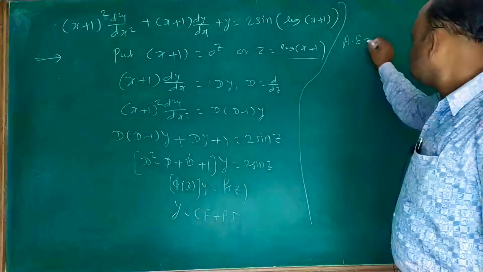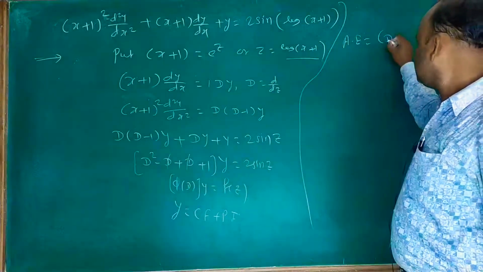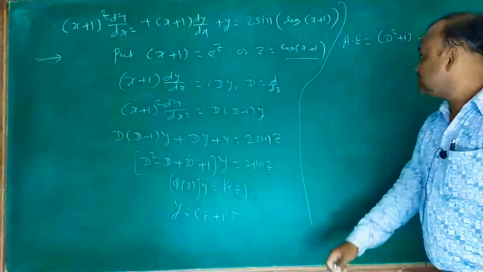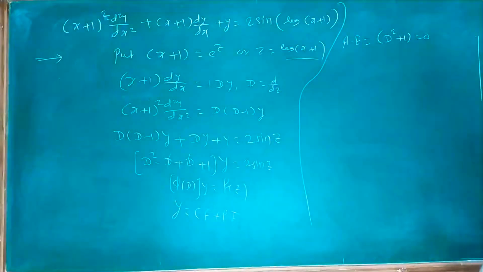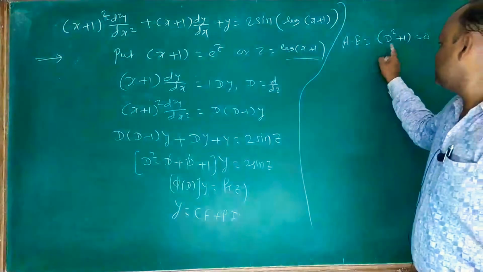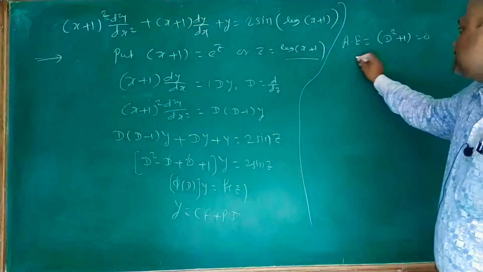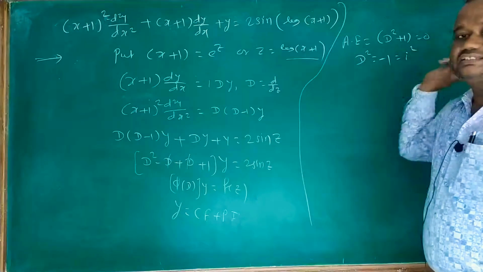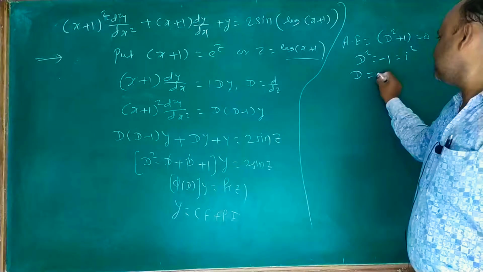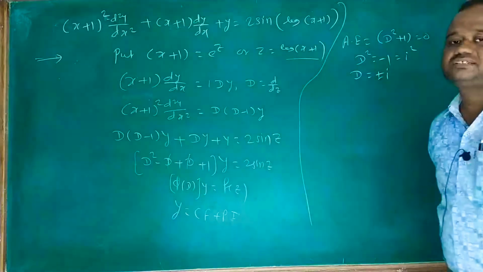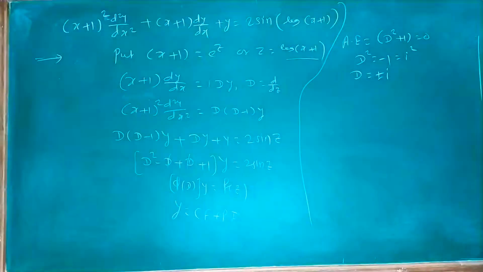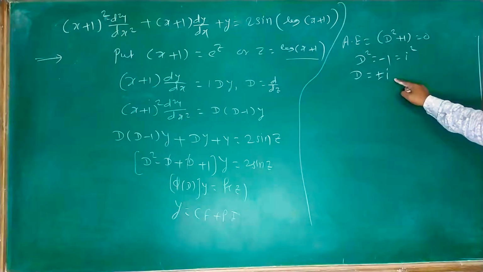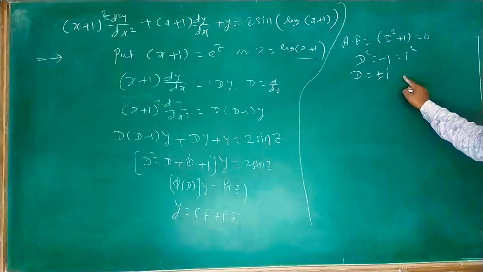So this problem is very simple. The auxiliary equation is D square plus 1 equal to 0. And if the auxiliary equation is D square plus 1 equal to 0, then what are the roots of this? D square is equal to, we can write, minus 1. Minus 1 is i square. So if we take the square root of both sides, then this is plus minus i. So the roots are plus or minus i, meaning imaginary and non-repeated. If we compare this with alpha plus minus i beta, then alpha is 0 and beta is 1.